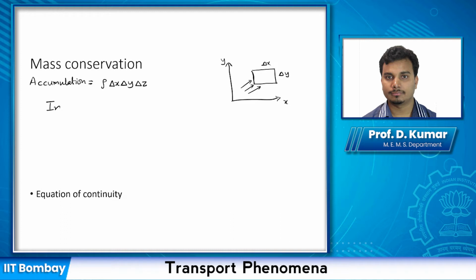Then the rate of mass coming in. That means whatever mass is coming in through this surface, that is what you want to write, and then what is coming in from here. You can imagine it as two components. So first, we write what happens at this surface.